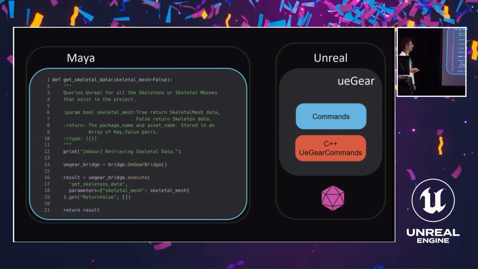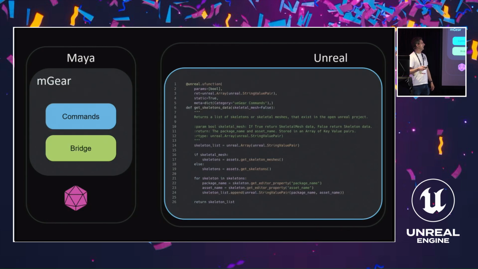So what does a command actually look like? In Maya, this is our example of a get skeletal data command. You can see here we have bridge.ueGear bridge. That just creates an instance of our WebSocket interface. And then all we do is we call, this is the command I want to call, get skeletal data, and that is the string name of the command that lives in Unreal. I just want to pass in the parameter. This is the skeletal mesh that I want, and then I'll wait for the result.